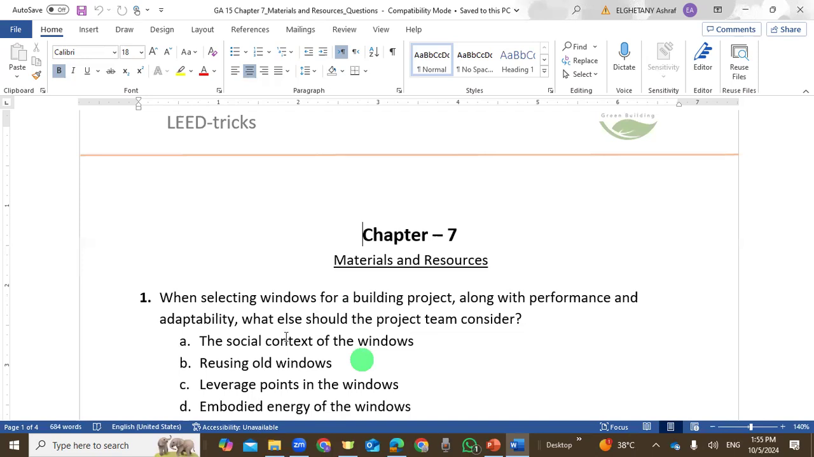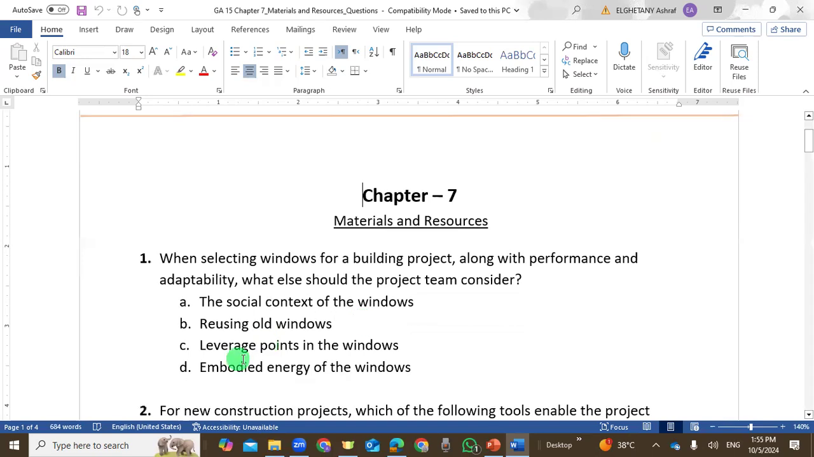Social context of the window, reusing old windows, leverage points, or embodied energy of the window. Let's see your answers. I have one answer only. It's me. I know your answers will vary. When I choose a window along with performance and adaptability, what else should a project team consider? Social context of the window, reusing old windows, leverage point, embodied energy of the window.